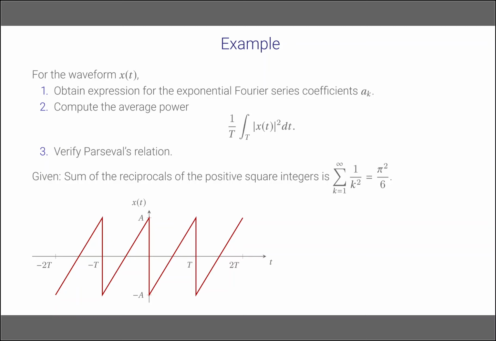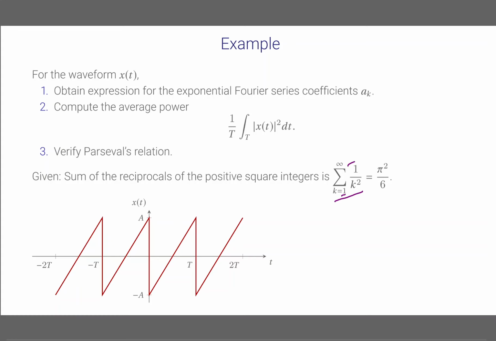Okay. So now let's take an example of Parseval's relation. For the waveform x(t), obtain the full expression for the exponential Fourier series coefficients ak, compute the average power, and verify Parseval's relation. Given the sum of the reciprocal of positive square integers, that means if you sum 1 over k squared from k equals 1 to infinity, you get pi squared by 6. This result must be used to verify Parseval's relation. So here is the signal. So you can see this is the period. So it goes from minus A to A.